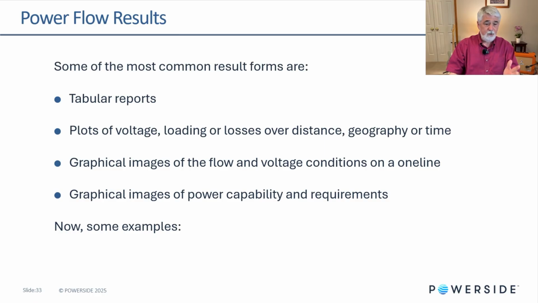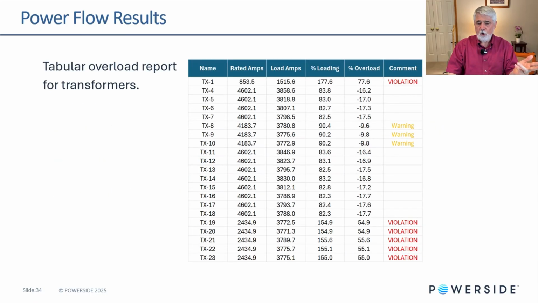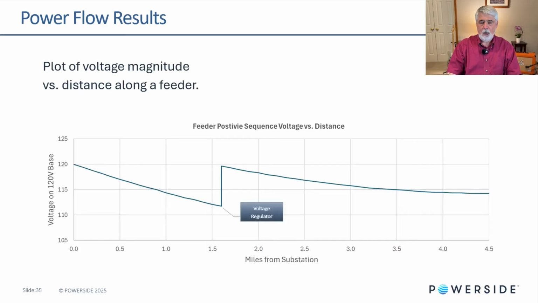Now, some examples. Here's a tabular overload report for transformers. In the columns we have the transformer ID, and then we know the rated amps, load amps, and whether it's in violation or not. Here's a plot of voltage magnitude versus distance along a feeder, from the substation at 0 miles out to the end of the feeder at 4.5 miles. Somewhere in the middle-ish, we have a voltage regulator. So we see the voltage drop, the regulator step the voltage up, and then the voltage continues to go down after the voltage regulator.